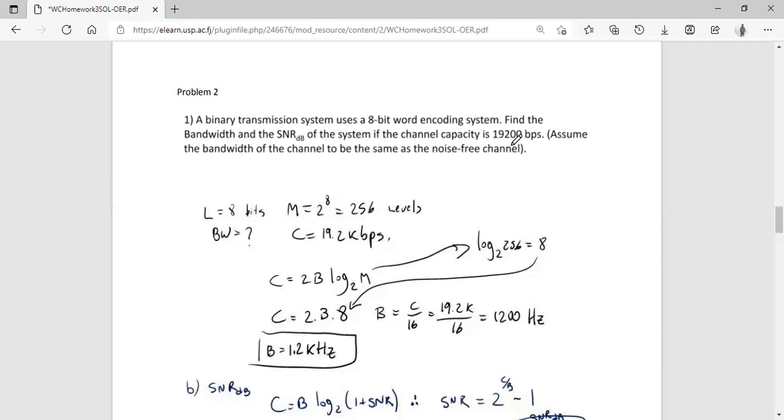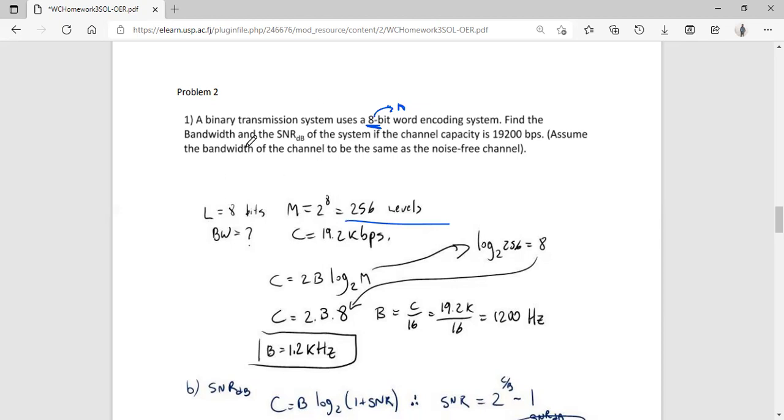Okay, so based on this, the system is of 8 bits, right? If it's of 8 bits, we can find our number of levels. So number of levels is basically 2 to the power of n. Our 8 bits is an indication of n value, right? So M is basically equal to 2 to the power of n, or 2 raised to the number of bits. So M is equivalent to 2 to the power of 8, which is equal to 256 levels, right? That's how we get 256 levels.